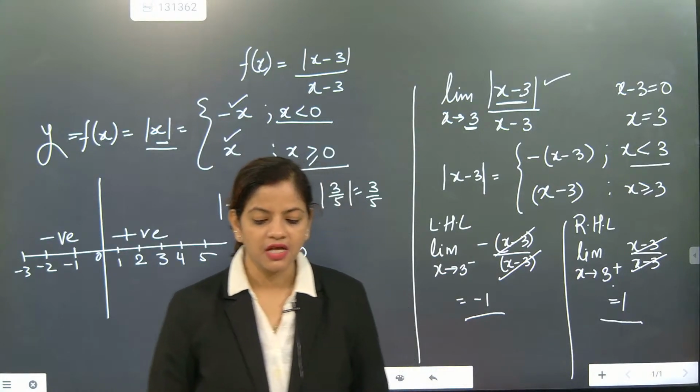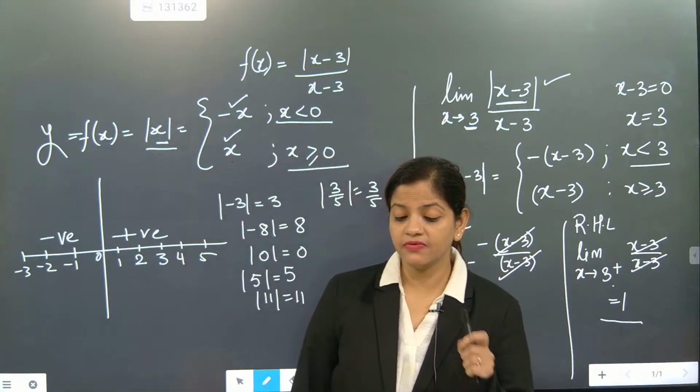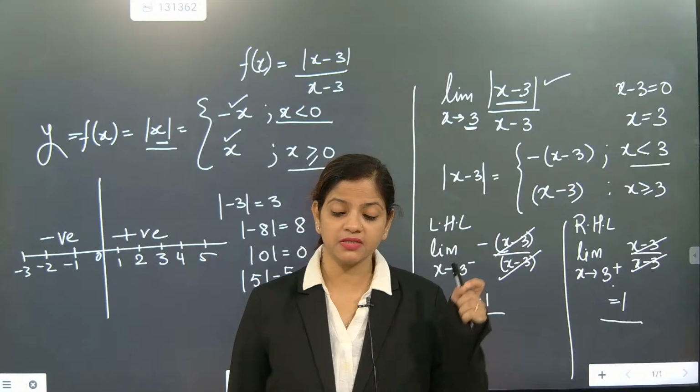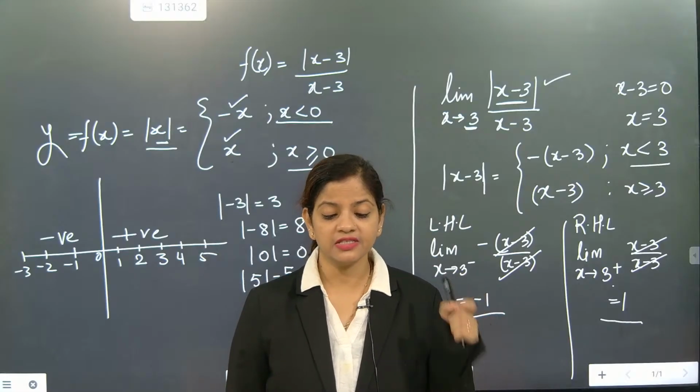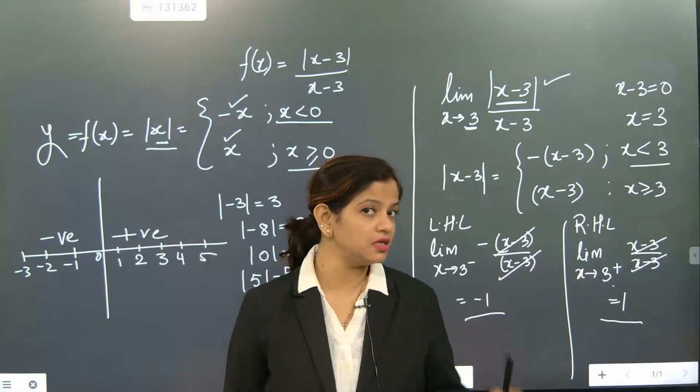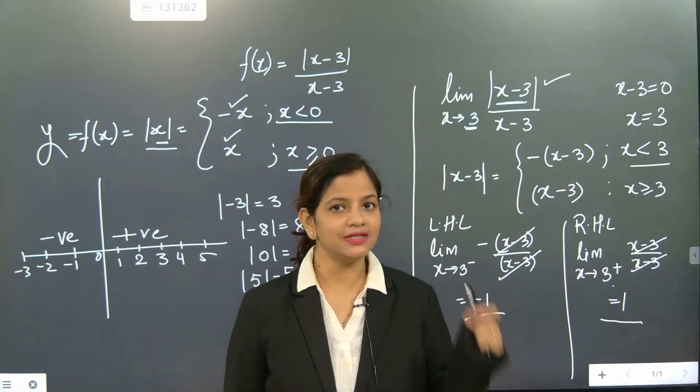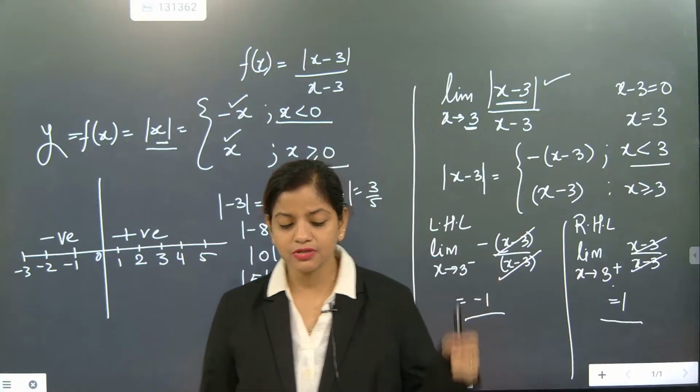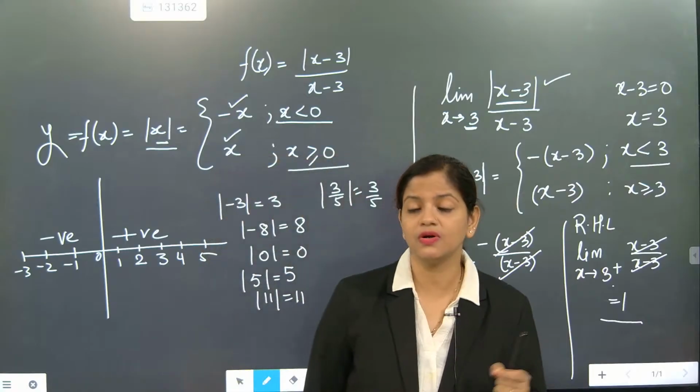Absolutely correct, Siddharth. Left side and right side, the value should be -3. It should be like a discipline. Then only it is continuous. Otherwise, it is not continuous. That's the only thing everybody has to understand.